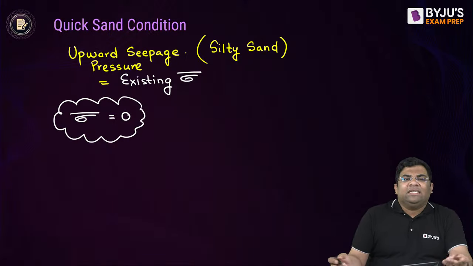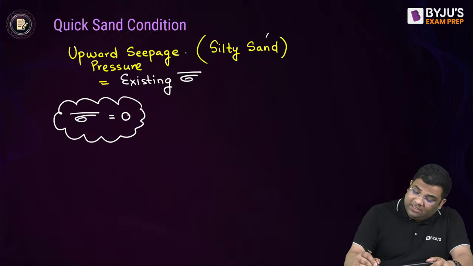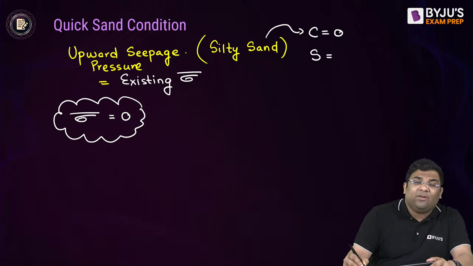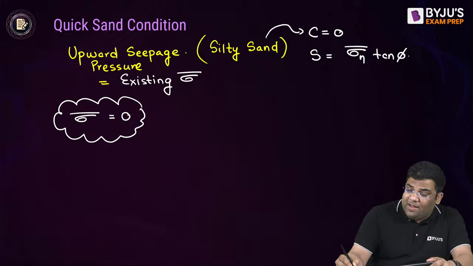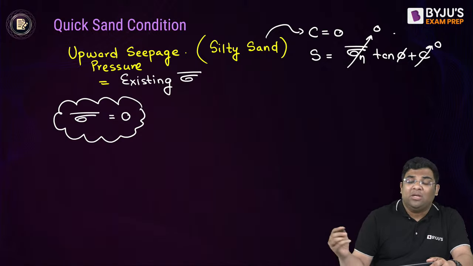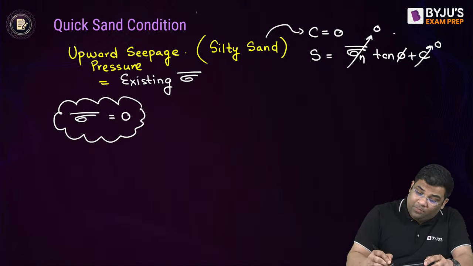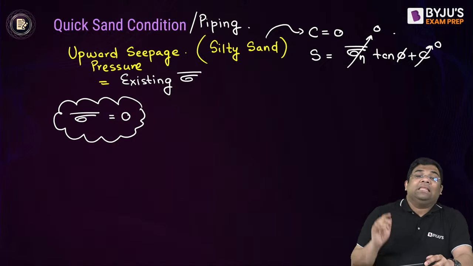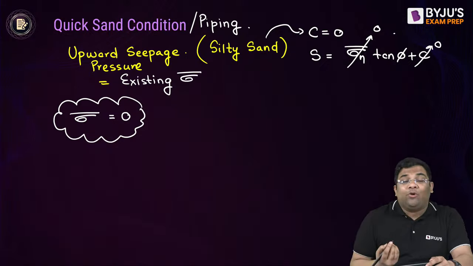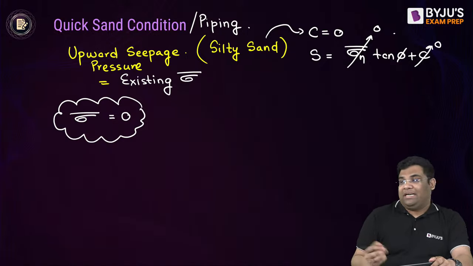So when this happens, the soil loses its shear strength. Why? Because for silty sand the cohesion is already 0, and we saw the shear strength equation: normal effective stress times tan phi plus C. So C is 0 and the effective stress is also becoming 0. So shear strength becomes 0. That is the quicksand condition, also known as piping. Now the hydraulic gradient under which it happens is known as the quicksand condition.